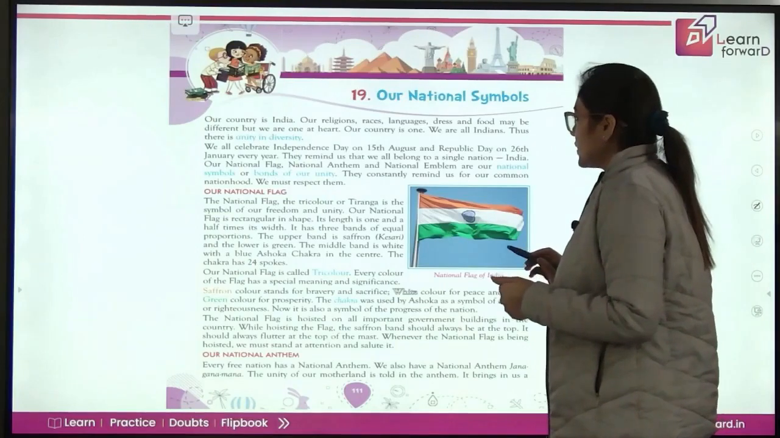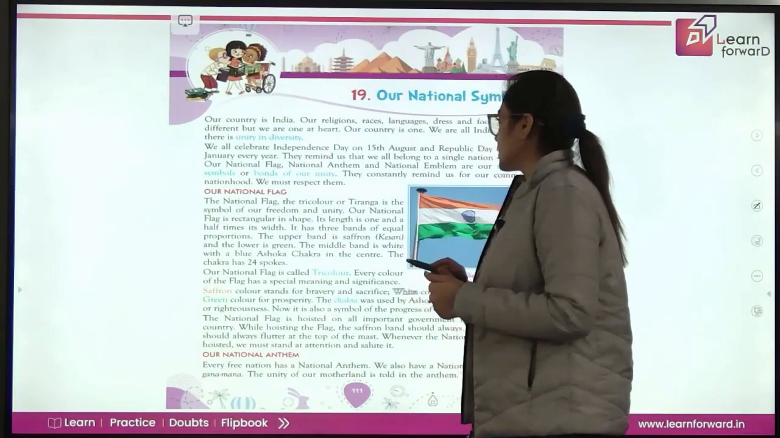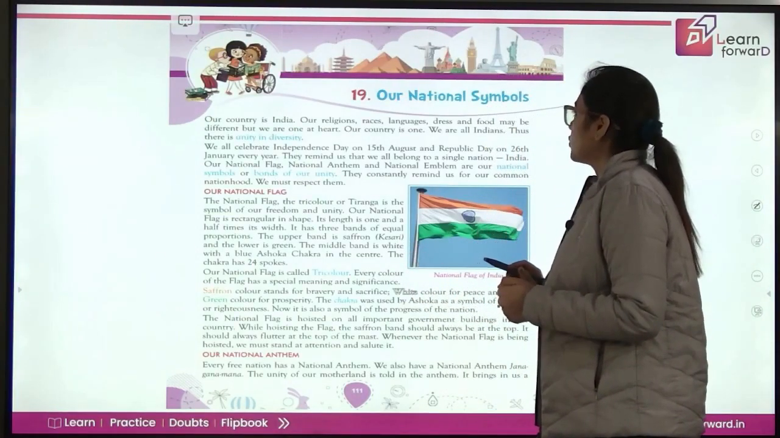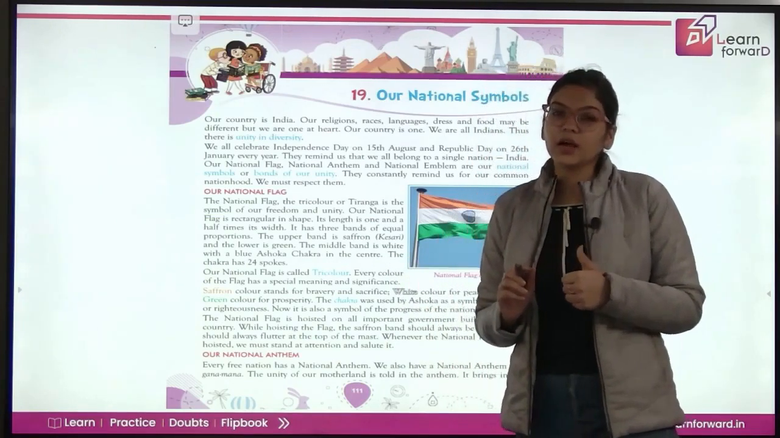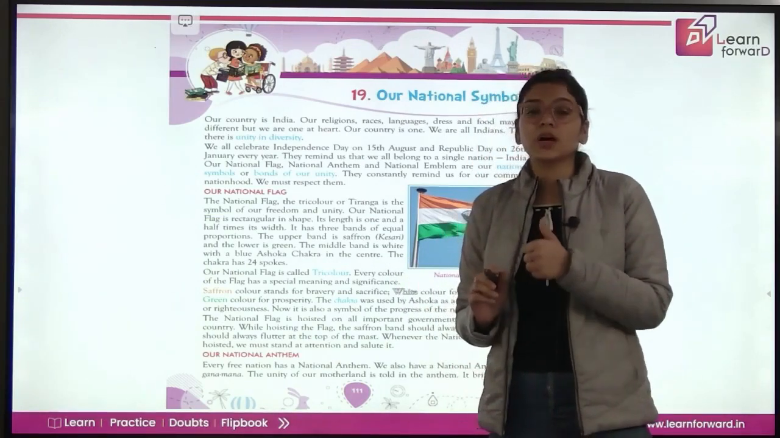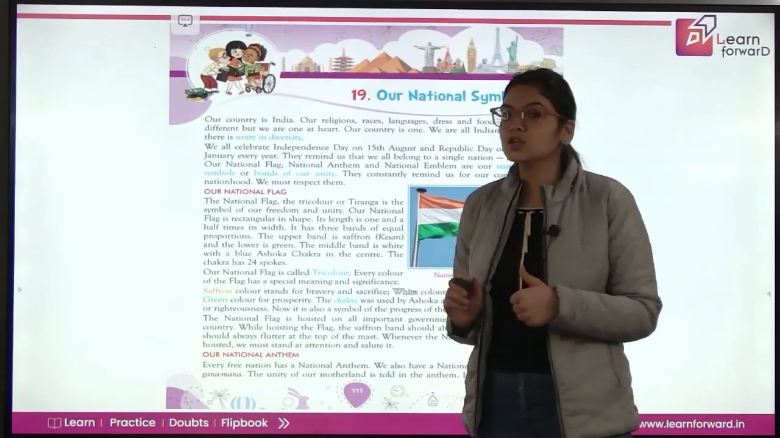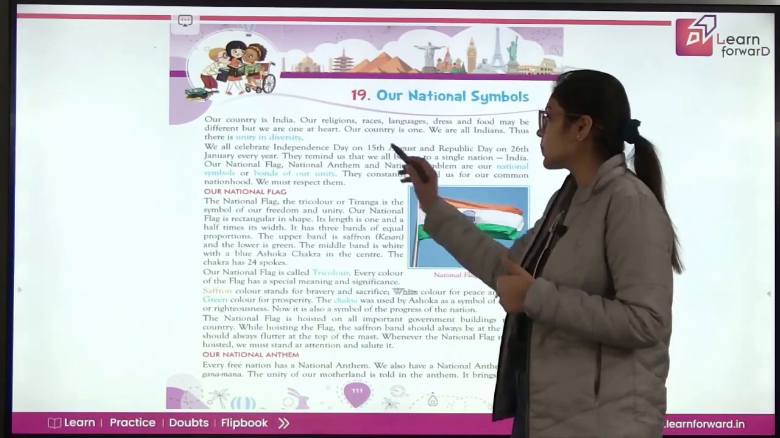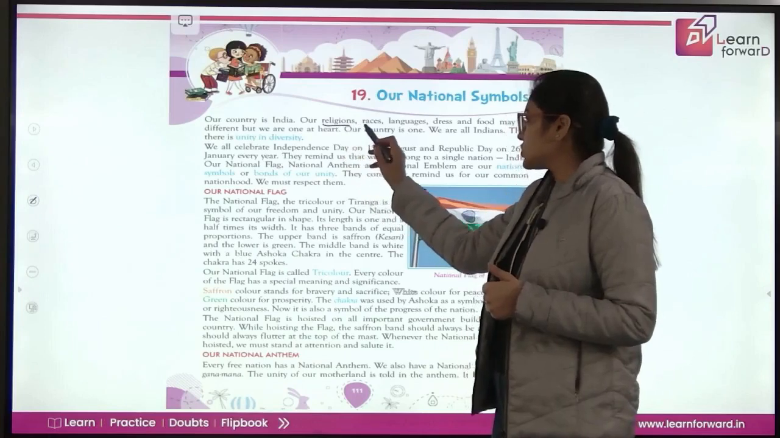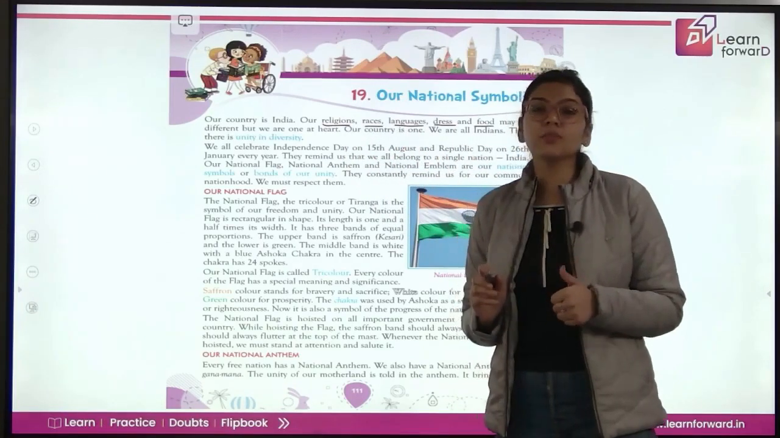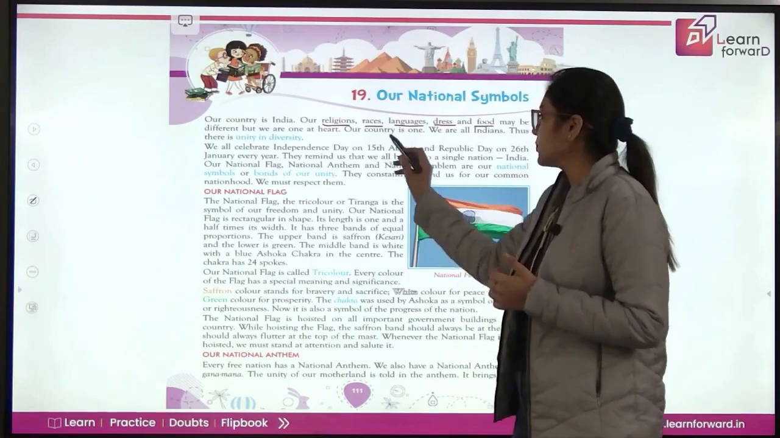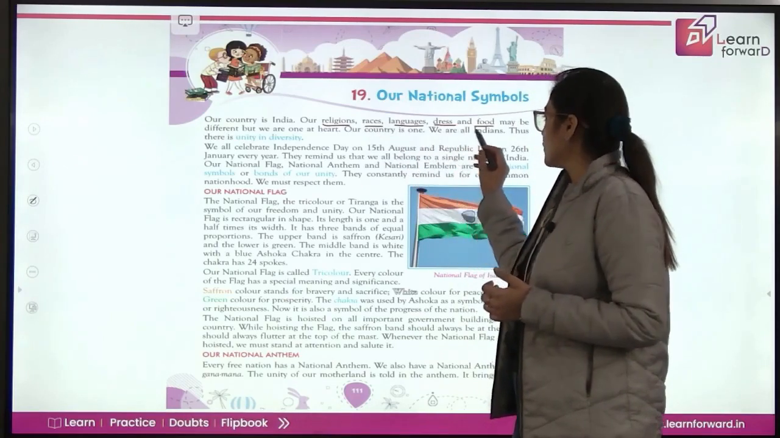Our country is India. Our religions, races, languages, dress and food may be different, but we are one at heart. हमारी कंट्री इंडिया है. As we know it is a diverse country. It has a lot of people from different religions, different castes, different races. All the religions, races, languages, dress, food are different in this country, but we are all same at heart. Our country is one. We are all Indians.